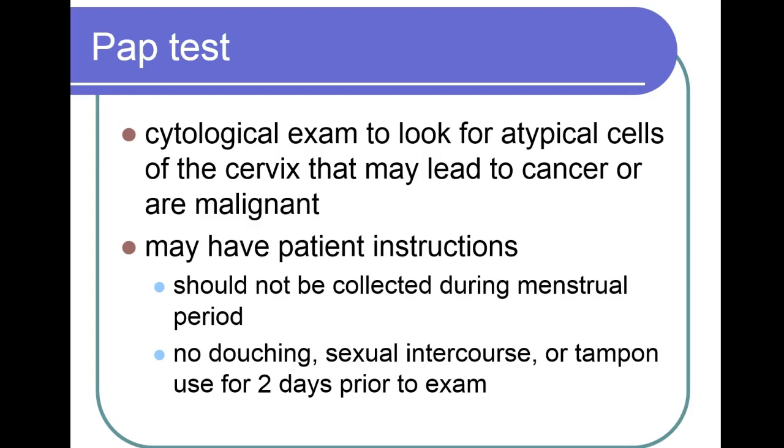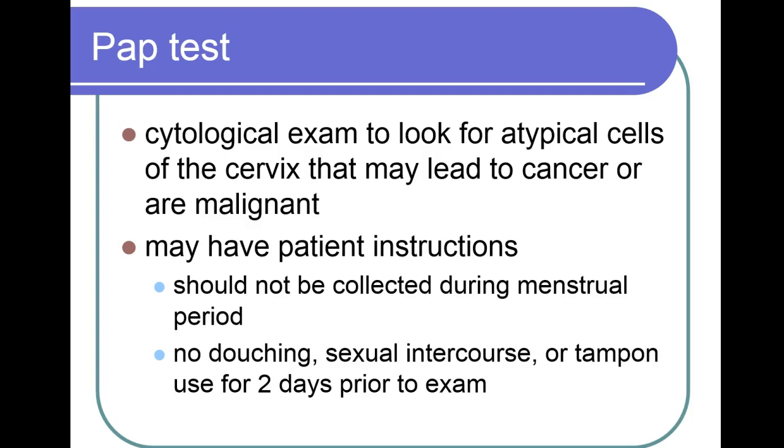So the second part of the exam is the collection of the pap. And the pap is a cytological exam, meaning that somebody, a cytologist and a pathologist, is going to examine the cells to see if any of them are atypical, because some are cancerous if they're atypical, and some are leading to that.